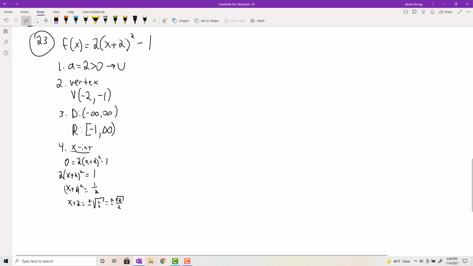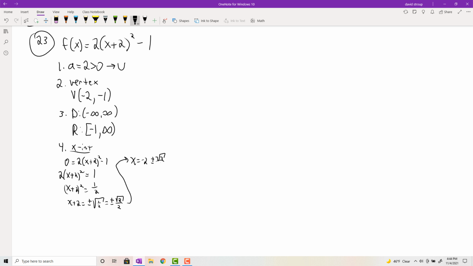Then I want to move the 2 to the right-hand side, so carrying on, I get x equals -2 plus or minus radical 2 over 2. For graphing purposes, I want to get some approximations for that. You punch it into your calculator, you get -1.29 and then -2.71.